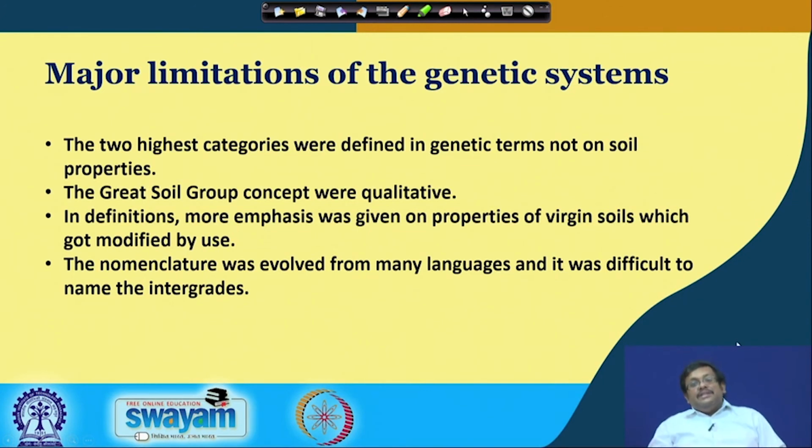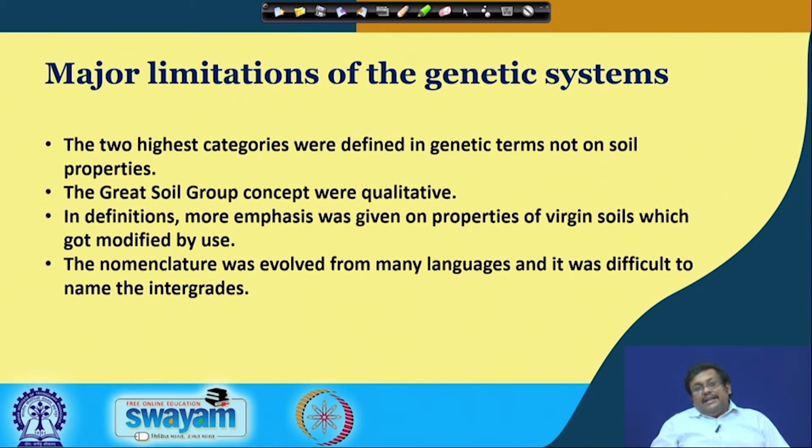So, what are the major limitations of the genetic systems? The two highest categories were defined in genetic terms, not on soil properties. The great soil group concept was qualitative, not quantitative. In definitions, more emphasis was given to properties of virgin soil, which got modified by use. And the nomenclature evolved for many languages, and it was very difficult to name the intergrades. So, these were some inherent drawbacks of the genetic system.